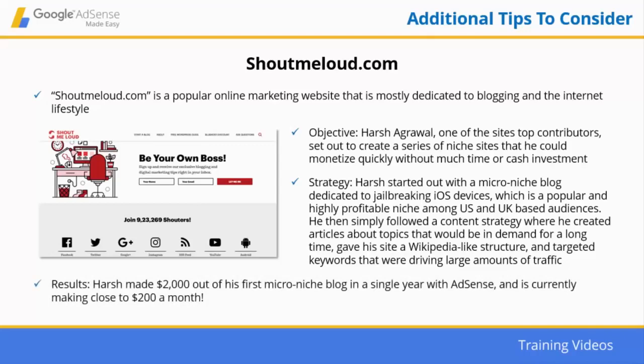Results? Harsh made $2,000 out of his first micro-niche blog in a single year with AdSense, and is currently making close to $200 a month.